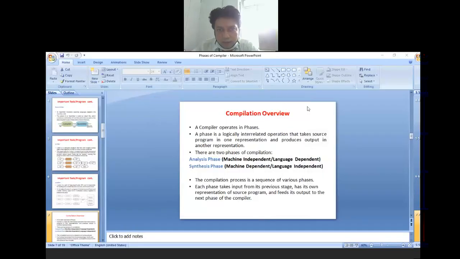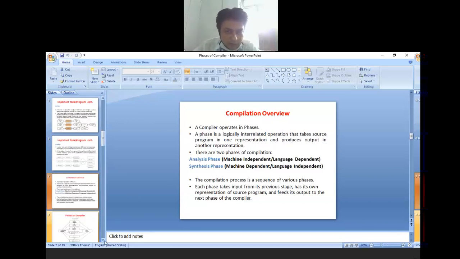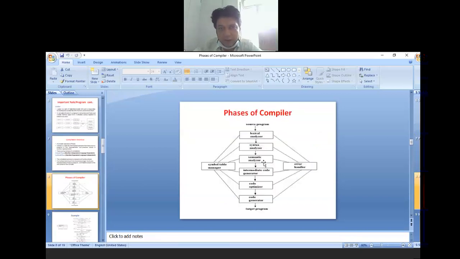A compiler operates in phases. A phase is a logically interrelated operation that takes source program in one representation and produces output in another representation. So you can see this from the diagram of the phases of compiler.